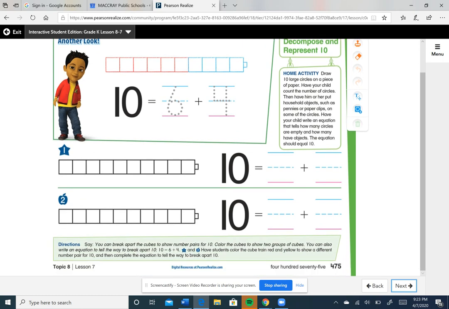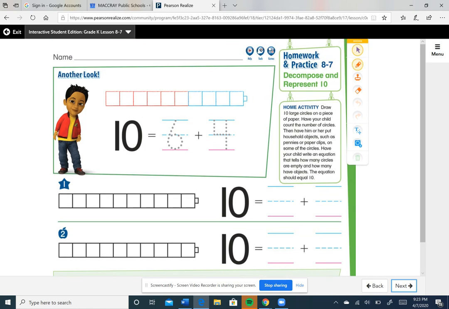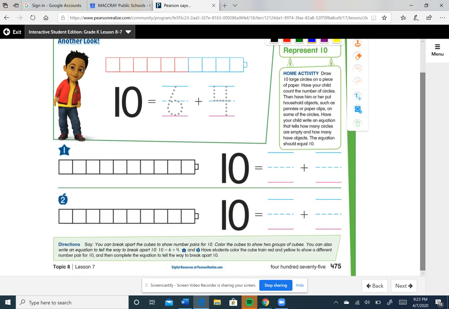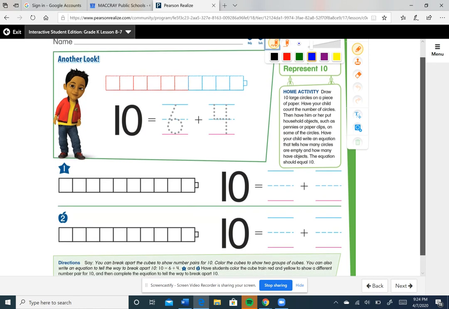And then on our next page, once you're finished with that problem, we can come over here, and now we're using the cubes. And we are just going to make different ways to show 10. All right? You can break 10 cubes to show number pairs for 10. So color the cubes to show 2 groups. All right? So numbers 1 and 2, you can color the cube trains red and yellow to show different numbers of 10, just like what we were doing.